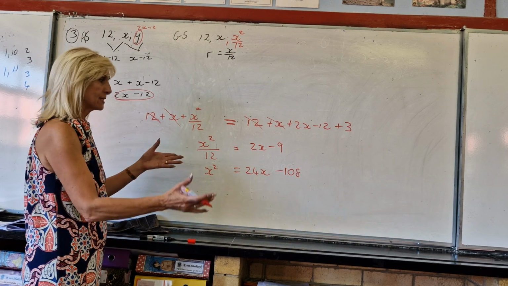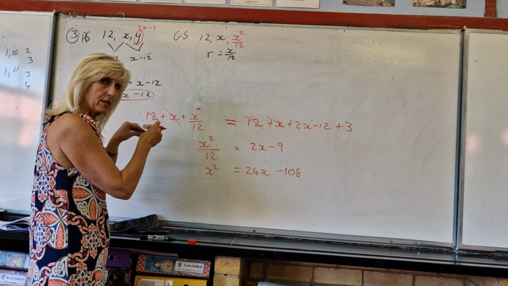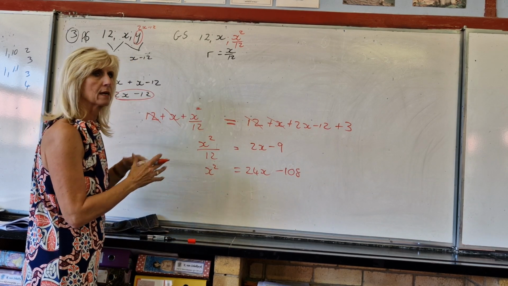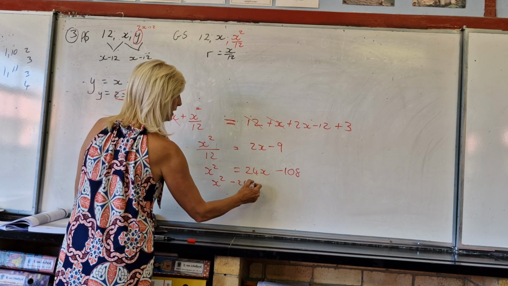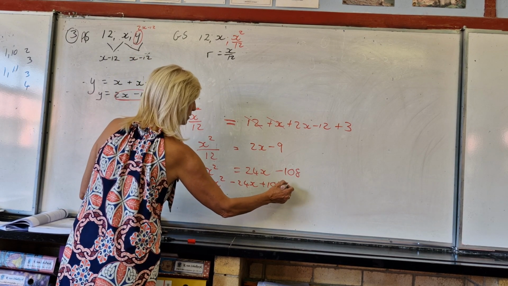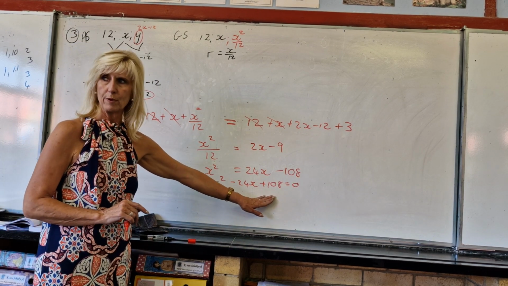quadratic equation. So at some stage I had to get them to the same side. Maybe now thinking about it, I should have brought them all over to the left-hand side. It's okay, I'm doing it now. x squared minus 24x plus 108 equal to 0. And I'm so glad I've got the new calculator which does everything for me.